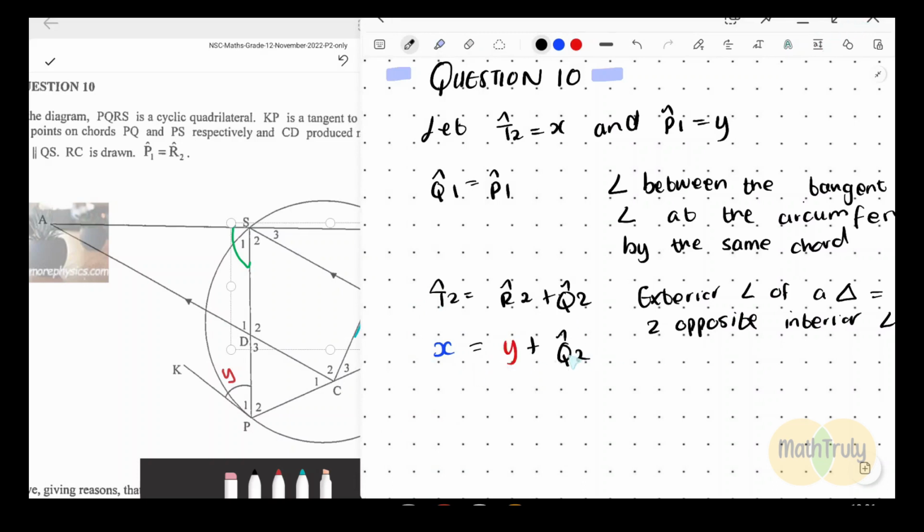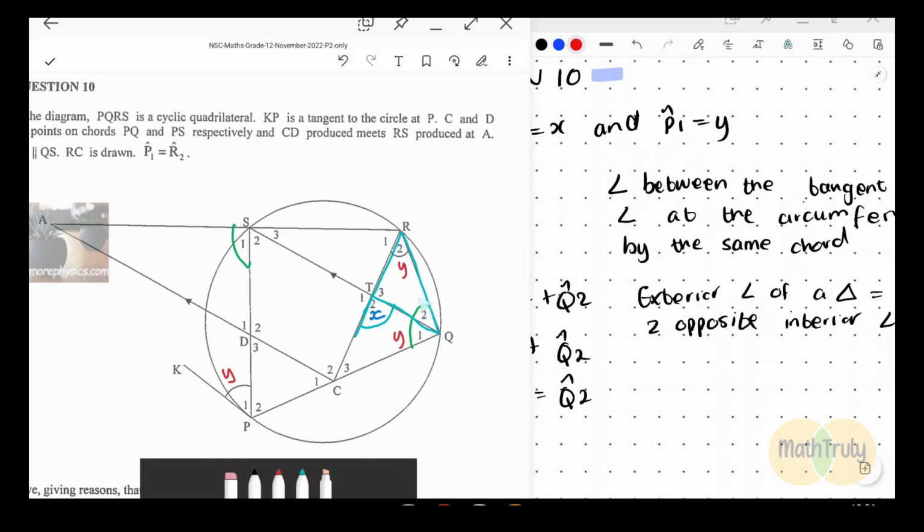Plus that. And so we just have to make Q2 the subject. So Q2 is equal to X, and then we take Y over, minus Y. So we have something for Q2 now. Q2 is X minus Y. Now that Q2 has been named X minus Y, remember the whole goal of this: since I had an exterior angle here, it's equal to this opposite interior angle. I just have to add Q1 and Q2 together.